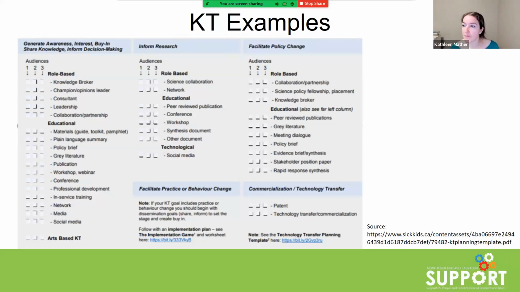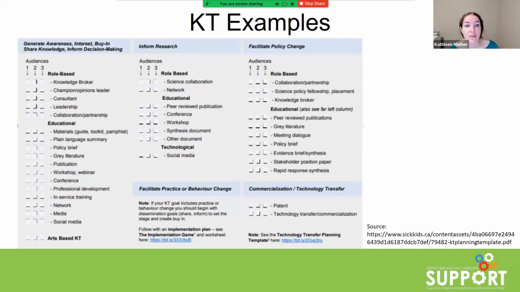So this first resource is from the Sick Kids Hospital in Toronto, their knowledge translation planning template. This is an excellent resource to help you plan out your knowledge translation for a project. So what I've got up here is just a screen grab from one of the pages. But this particular page is just a nice list of the potential strategies that you could think of based on what you're trying to achieve with your knowledge translation. And you can see there that it highlights that it might be different for different knowledge users that you're engaging.